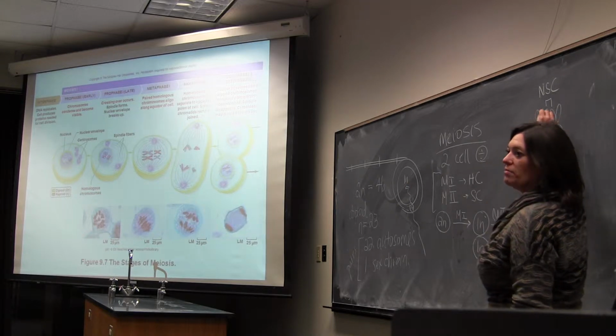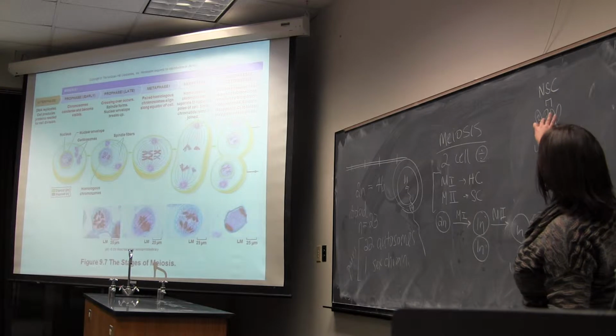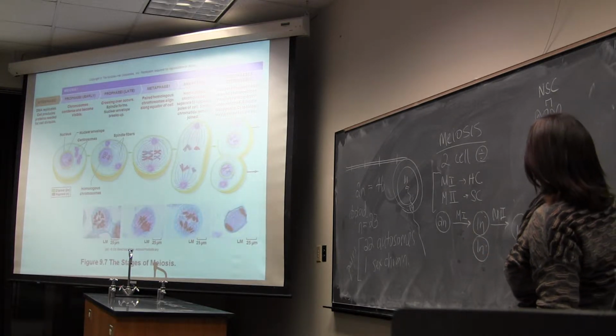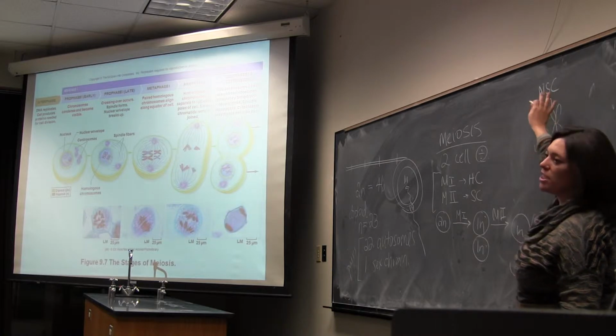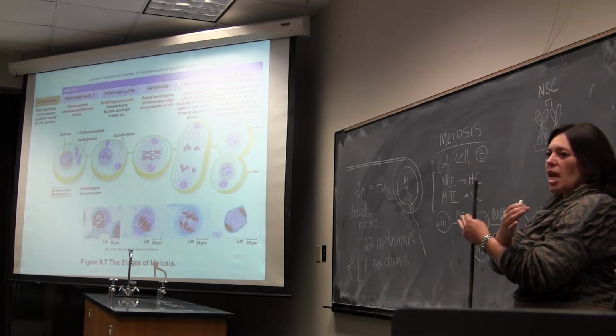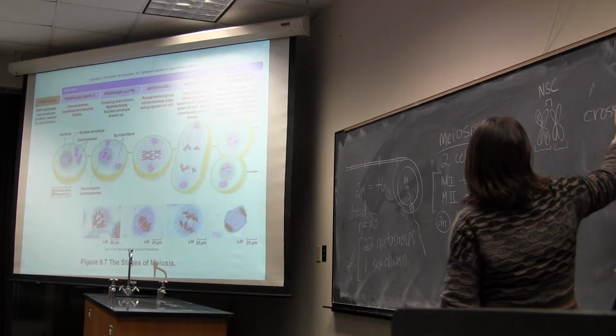These guys aren't, right? Because to be a sister chromatid, you have to be genetically identical. And these guys are not going to be genetically identical. So anyways, in prophase 1, what's going to happen is these non-sister chromatids are going to exchange pieces of DNA in a process called crossing over.